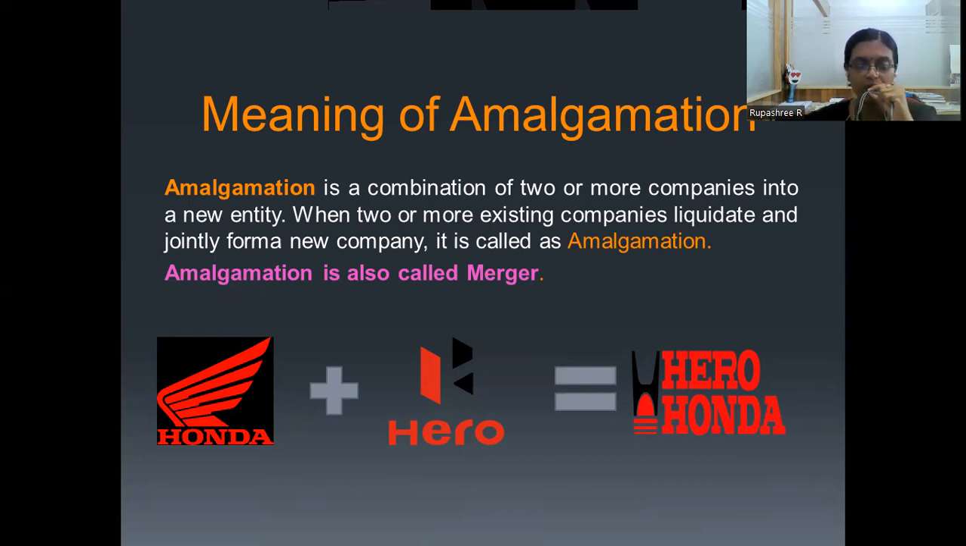Another best example that we could give for merger or amalgamation is the existence of Maruti and Suzuki in the market. Maruti is an Indian automobile company, whereas Suzuki is a Japanese-based automobile company. Both these companies have merged together in order to manufacture and sell cars in the Indian market under the name Maruti Suzuki. So this is another best example for amalgamation, or otherwise called merger.